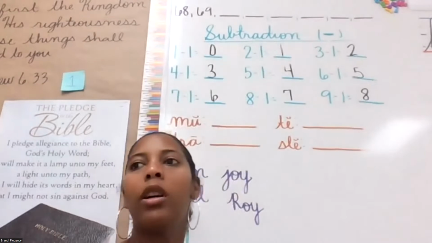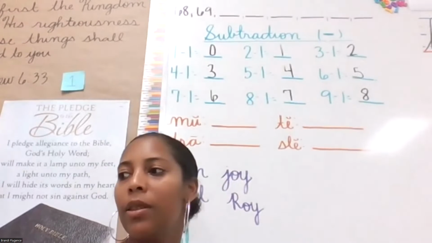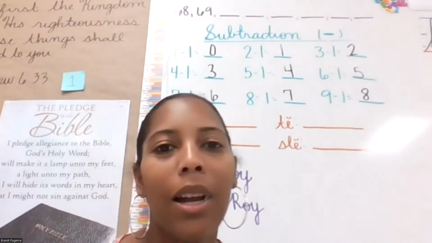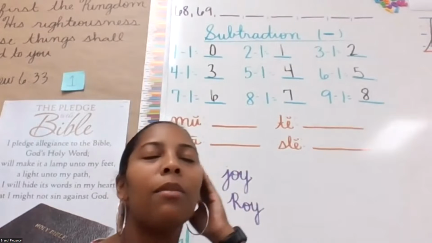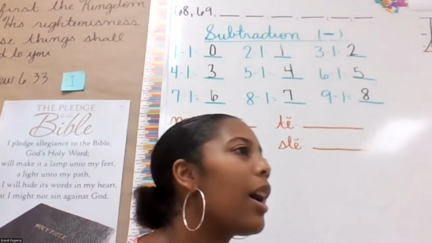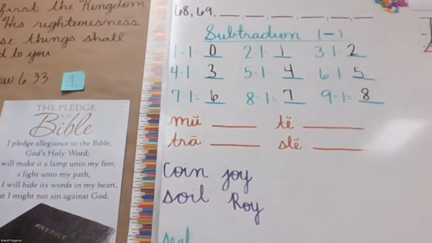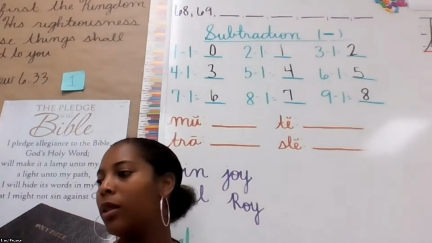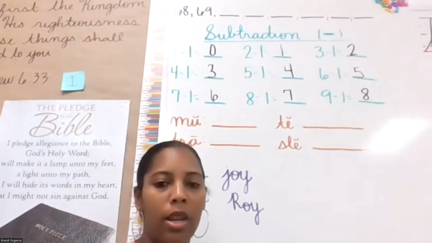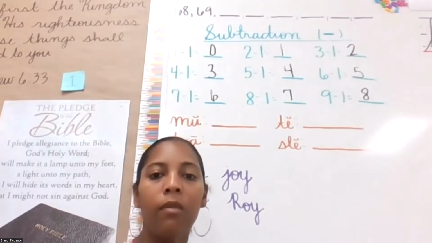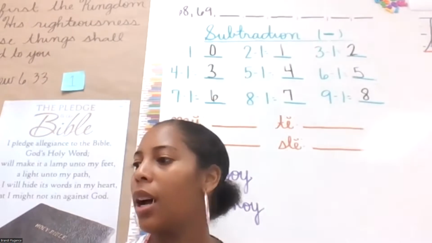8 minus 1 equals 7. Sorry, y'all. 9 minus 1 equals 8. 10 minus 1 equals 9. 11 minus 1 equals 10. And 12 minus 1 equals 11. All right, you can go ahead and do B side, matching them.